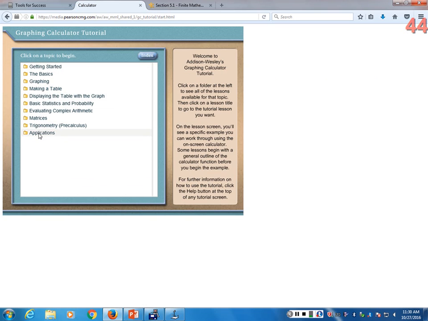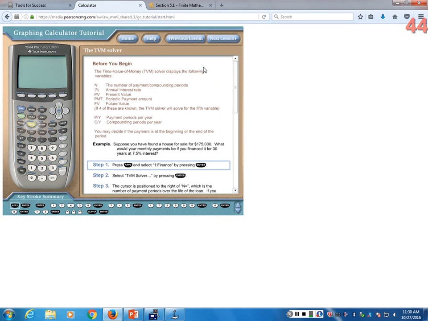Okay, it's Applications, the TVM Solver. So N is the number of payments per compounding period. I is the annual interest rate, PV is the present value, PMT is the periodic payment amount, FV is the future value, and if four of these are known, the solver will find the fifth one. P/Y is payments per year, C/Y is compounding periods per year. So we're going to step through this problem.